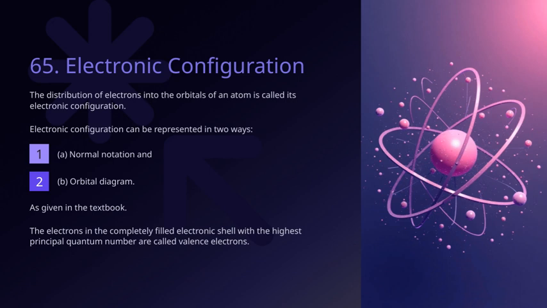Remember, the distribution of electrons into the orbitals of an atom is what we call its electronic configuration. This configuration is fundamental because it determines the atom's chemical properties and behavior. So, in summary, electronic configuration gives us a detailed map of where electrons are in an atom, and knowing the valence electrons helps us understand chemical bonding. These concepts are essential for grasping the overall theme of atomic structure and reactivity.